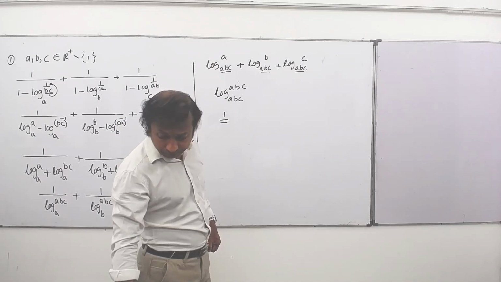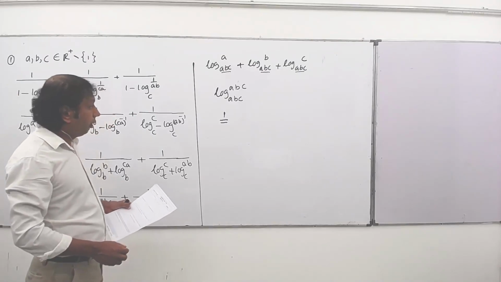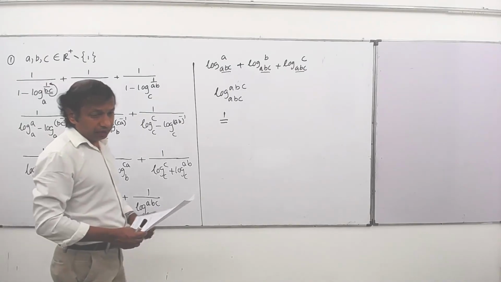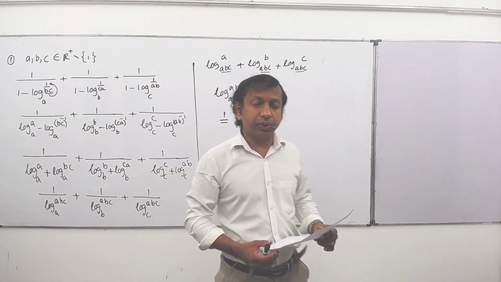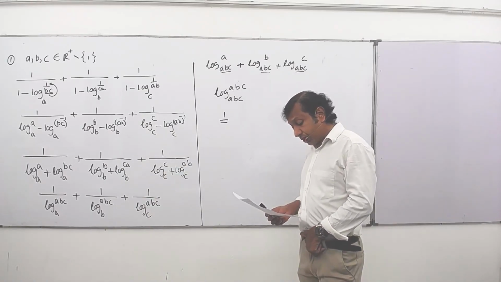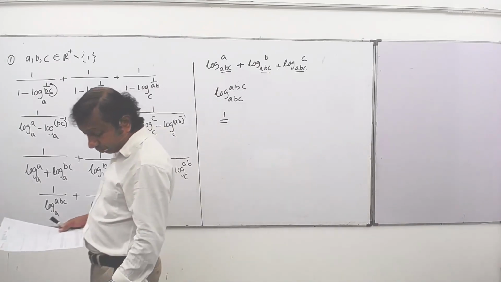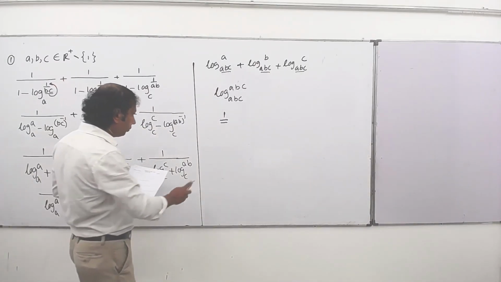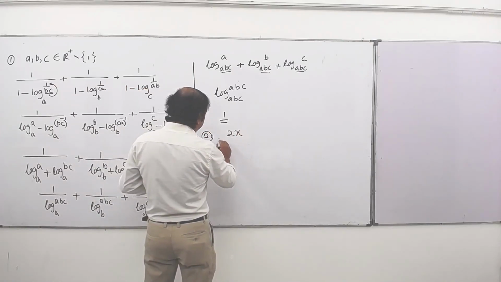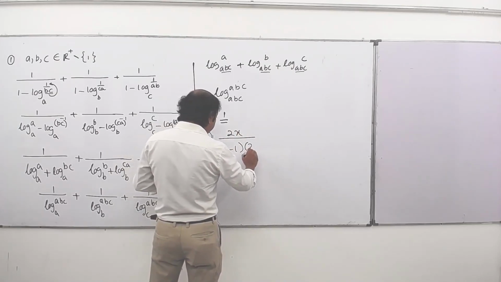Okay, now question number 2. Question number 2, partial fraction part. Yes, find the partial fraction of 2x over (x minus 1)(2x minus 1). No? Number 2: 2x over (x minus 1)(2x minus 1).